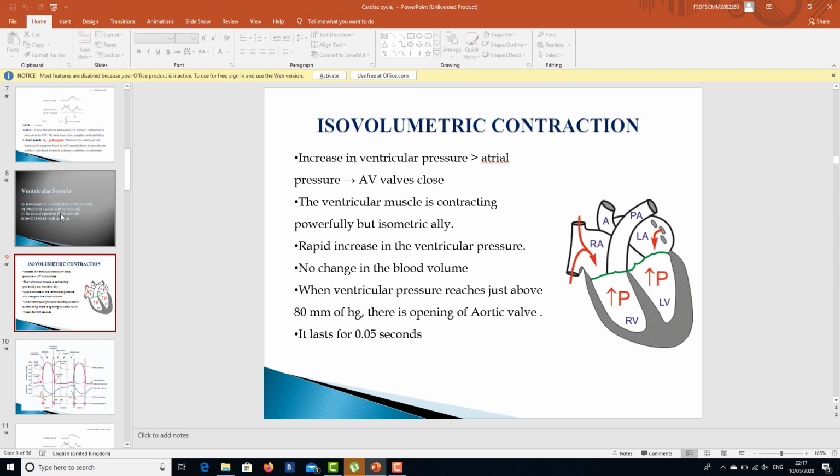And when the ventricular pressure reaches up to 80 millimeter of mercury, there is opening of the aortic valve, which is going to last for about 0.05 seconds. And this is actually the time when the blood volume changes, because ejection of the blood starts at this point due to opening of aortic valves.